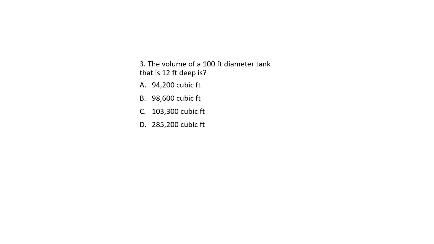The volume of a 100-foot diameter tank that is 12 foot deep is 94,200 cubic feet, 98,600 cubic feet, 103,300 cubic feet, 285,200 cubic feet. Answer is going to be A. Again, volume is equal to pi r radius squared times height. Radius is half diameter.